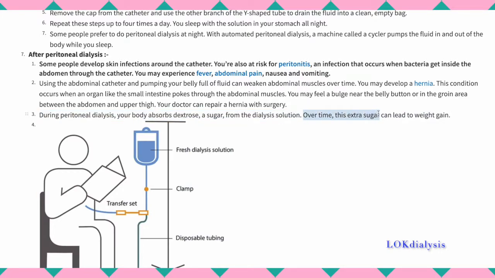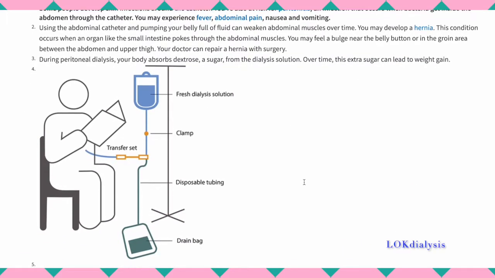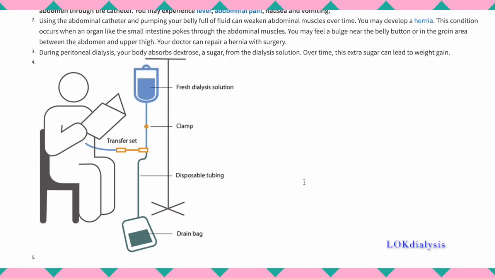So here is a picture depicting peritoneal dialysis. Here the fresh solution is being passed into the patient, and after 60 to 90 minutes, when the equilibration of the solutes occurs, we simply return the fluid out into a drain bag. This tubing is called a disposable tube, and the Y-shaped connector is also known as a transfer set.